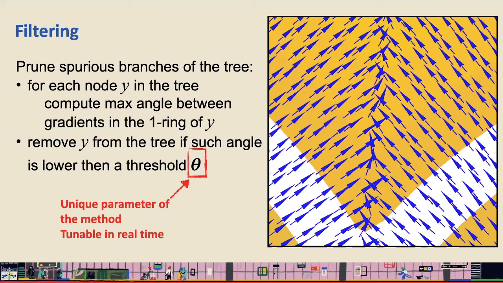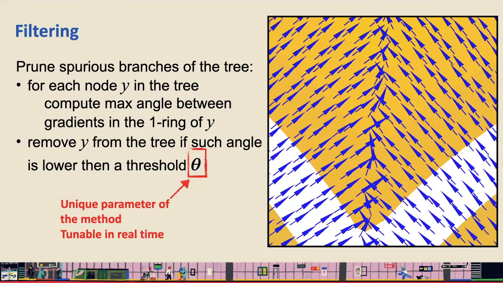On the other hand, it is well known that such a field is smooth anywhere but at the cut locus. So this means that if we take two vertices connected by an edge away from the cut locus, then the gradient should smoothly vary when passing from one to the other. For this reason, for each node in the tree, we compute the maximum angle that the gradient at such node forms with the gradients at the vertices of its one ring. And we decide to remove that node from the tree if such angle is lower than a given threshold theta.